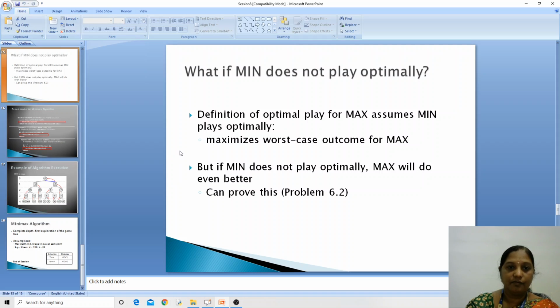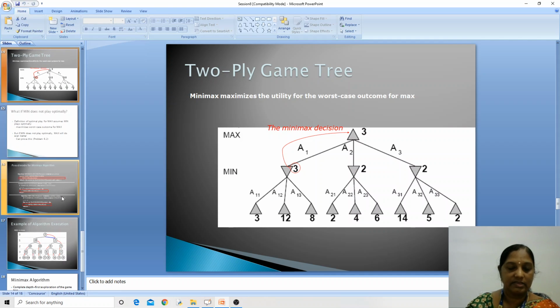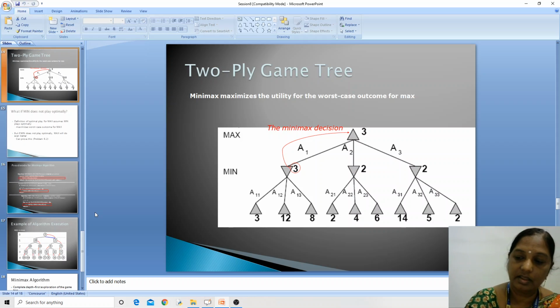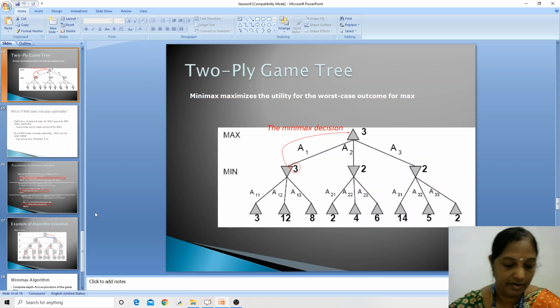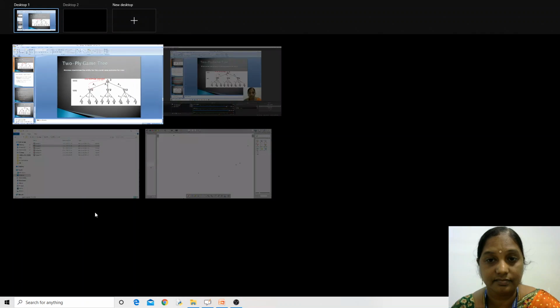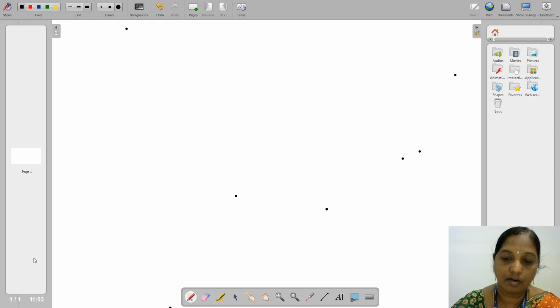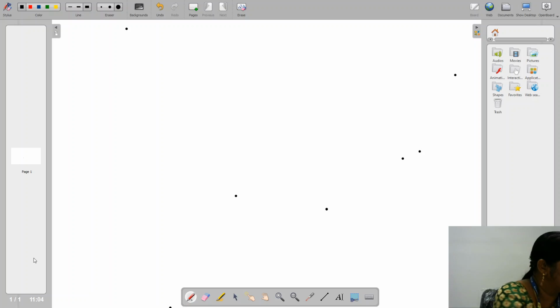So I would like to give one example here for the min-max algorithm, how we are going to play, and you please observe this. I would like to take one example and I will show you how the min-max algorithm works. I'm moving to the board. Please wait a minute. So here I want to show you how the min-max algorithm works for the given list. One example I'm considering for min-max.